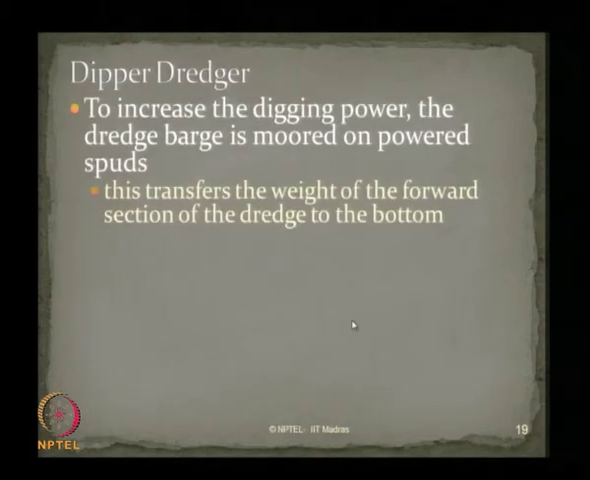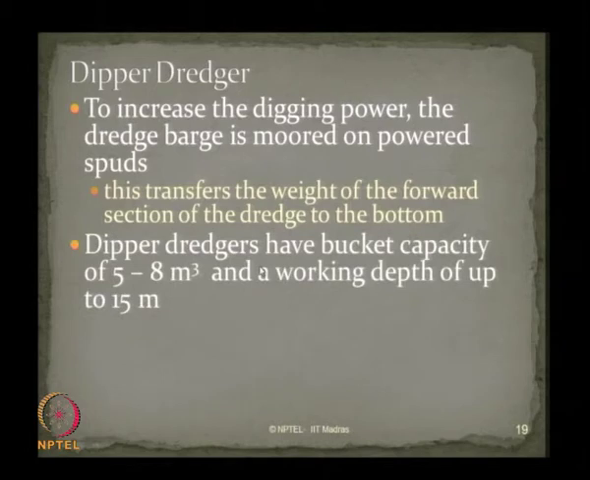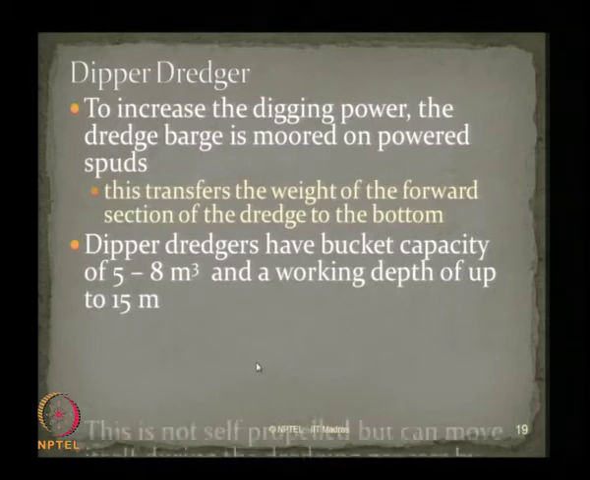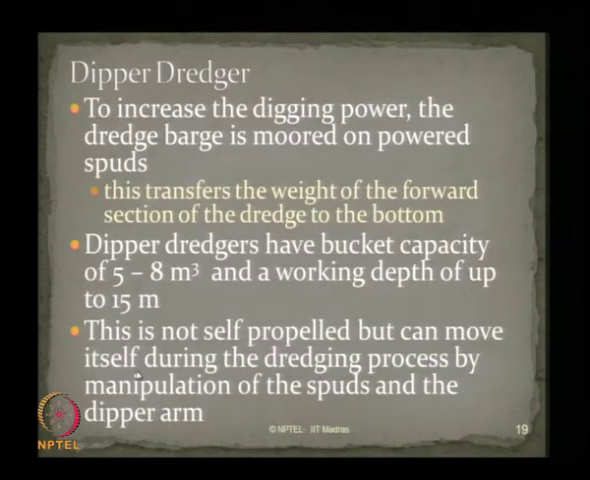The dipper dredgers are required to increase the digging power. The dredge barge is actually moved on power spuds if you want to improve the digging power. This transfers the entire weight of the forward section of the dredge to the sea bottom. The dipper dredgers have a bucket capacity varying from 5 to 8 cubic meter and a working depth of up to 15 meters. This is not a self propelled unit, but can move itself by the dredging process only by a small distance by manipulating the arrangement of spuds and dipper arm.